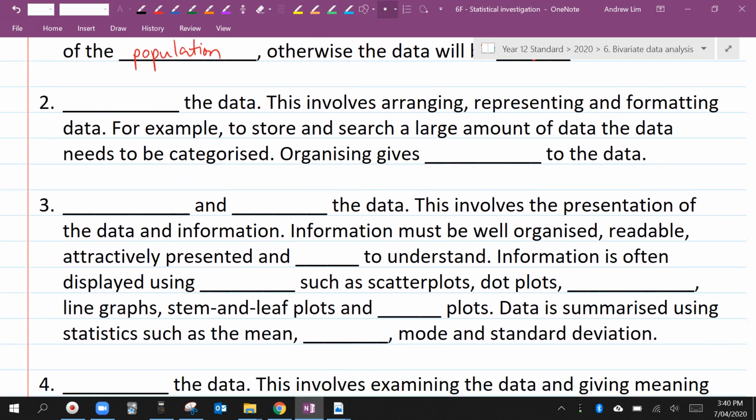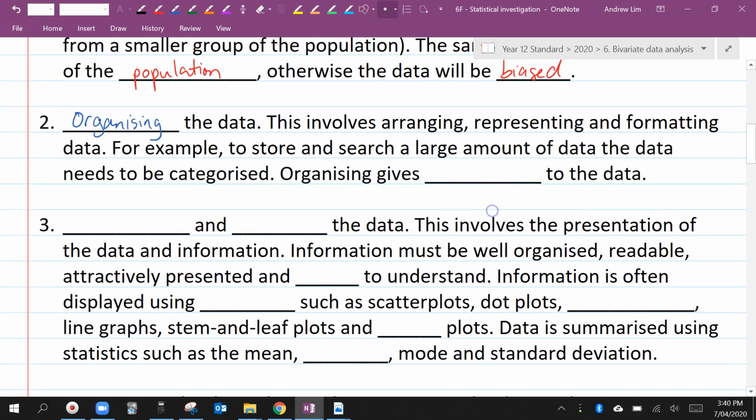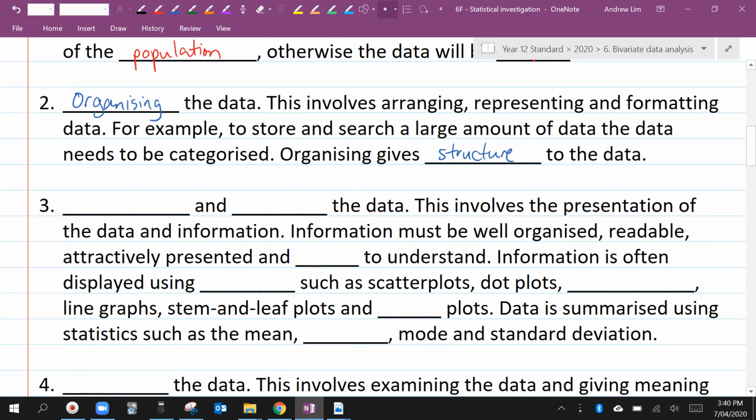The second thing we need to do is to organize the data. This involves arranging, representing, and formatting data. For example, to store and search a large amount of data, the data needs to be categorized. Organizing gives structure to the data. This is often done in table formats. Often you might see frequency tables, which help organize and sort the data.